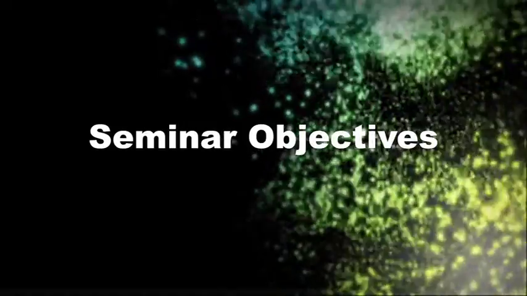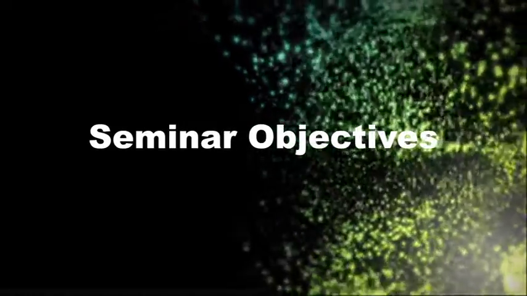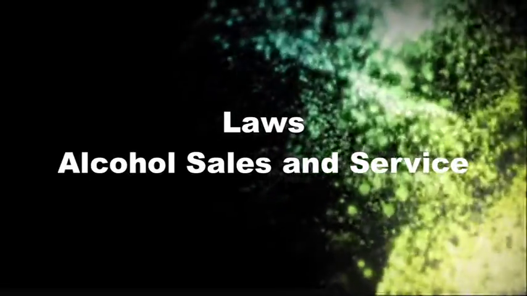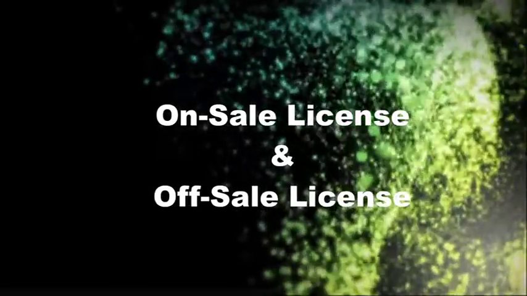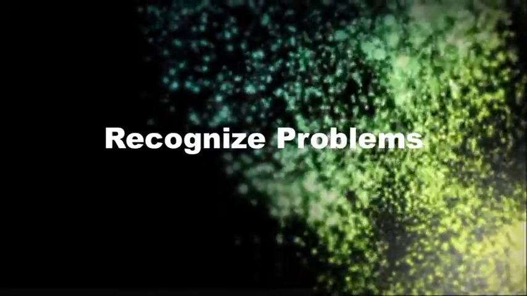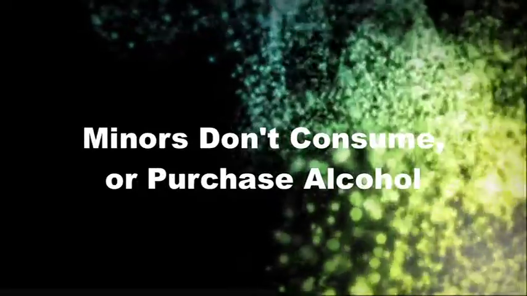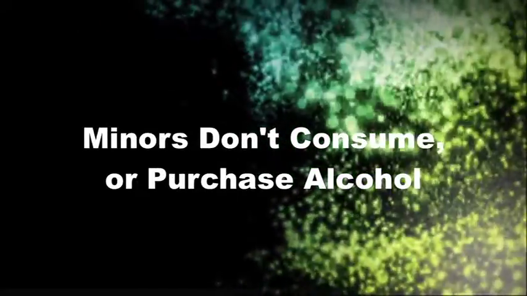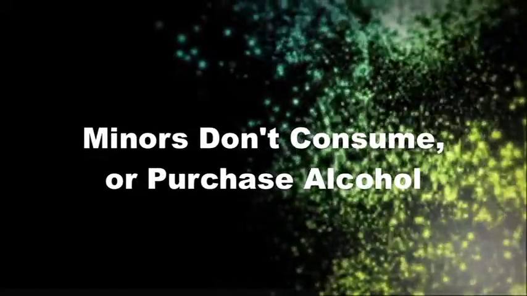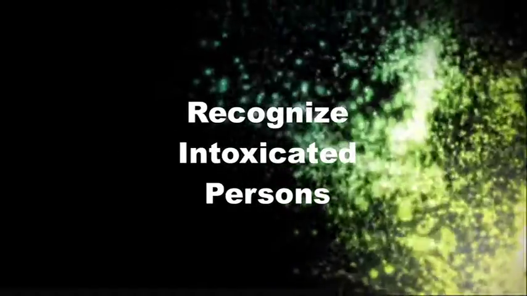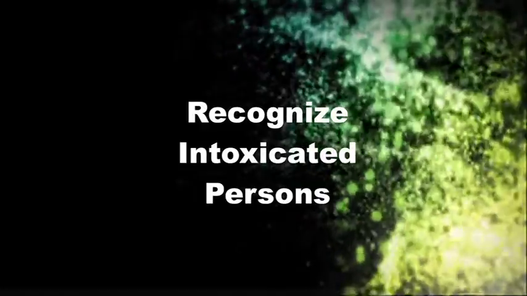By the end of the course, you should be able to understand, number 1, the laws regarding alcohol sales and service. Number 2, the difference between an on-sale license and an off-sale license. Number 3, how to recognize problems before they happen. Number 4, how to make certain that minors do not purchase or consume alcohol at your place of work. Number 5, how to recognize persons who are intoxicated.